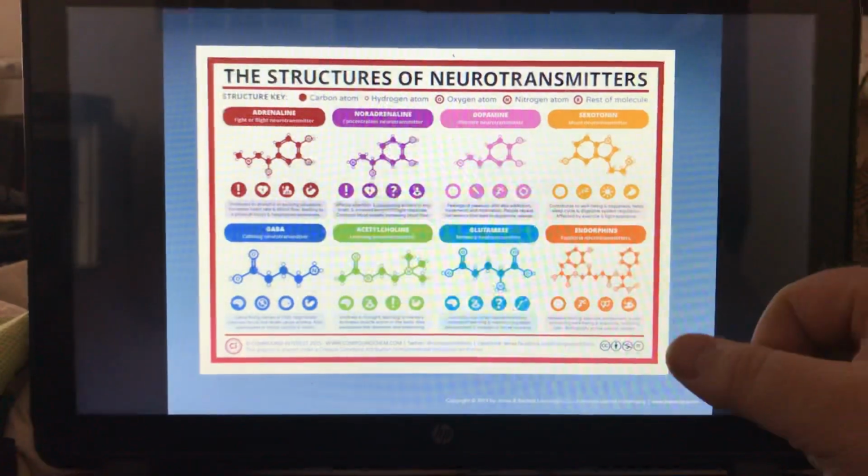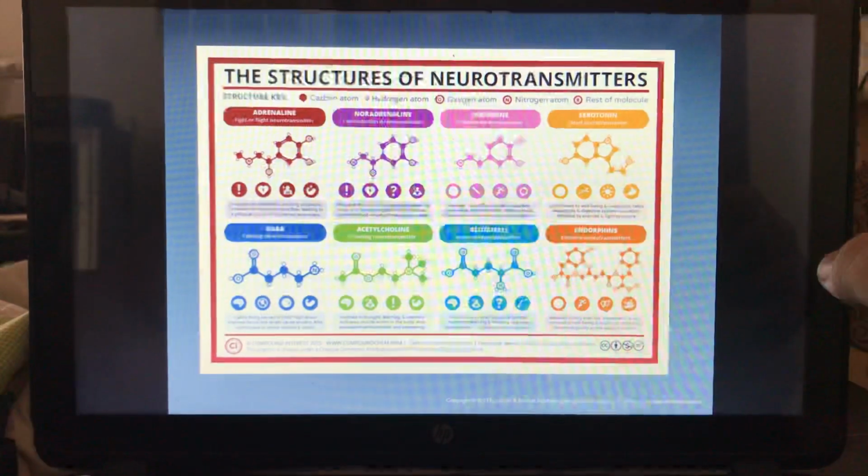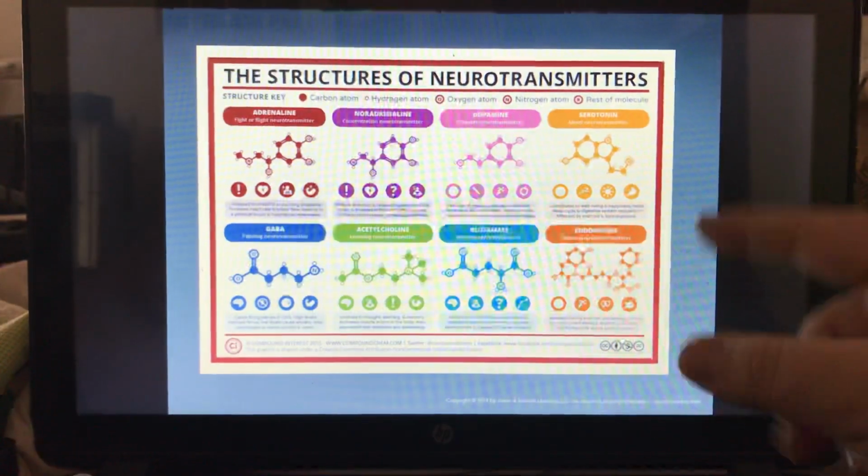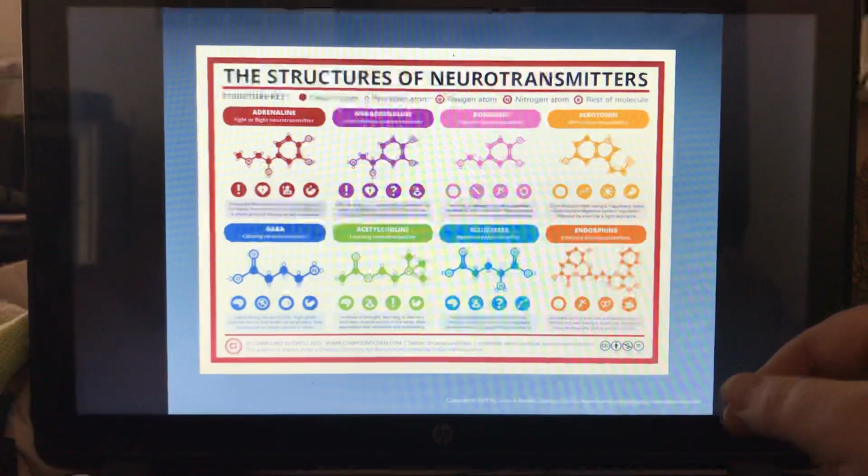Put this slide in there for you. These are some of the neurotransmitters that I'm aware of. I don't know if there's any more than this, but I know that these are the major big bad dogs that are used.